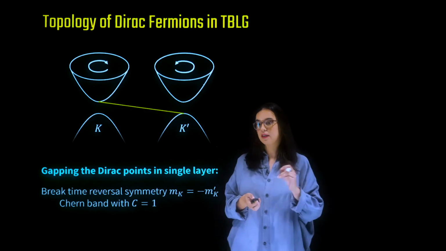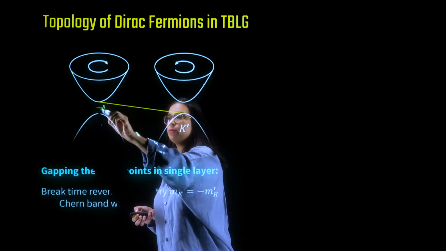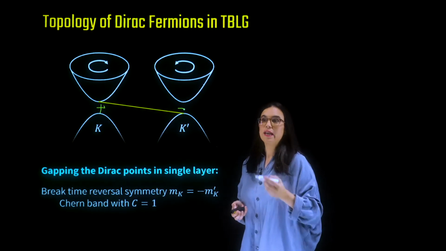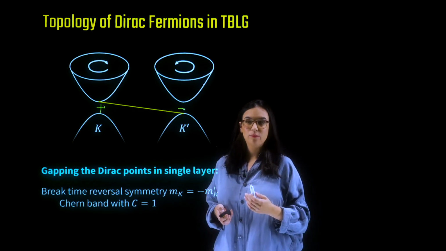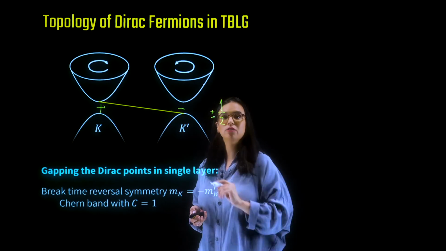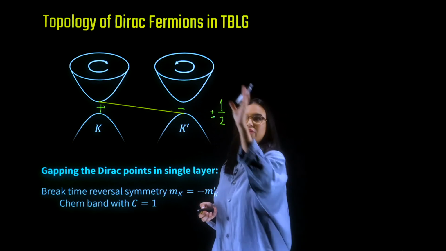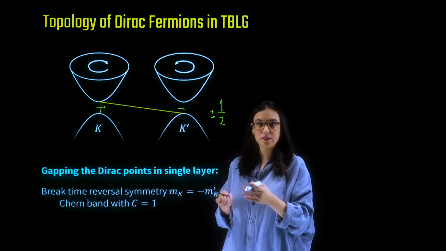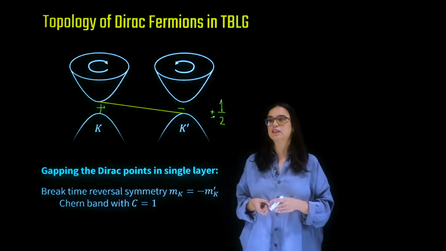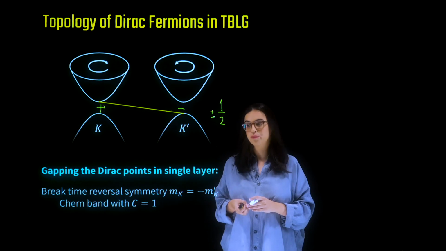If I break time reversal symmetry, this means that I'm going to put a mass term of opposite sign in both valleys. When we have a gapped Dirac Hamiltonian, this will contribute a Chern number of plus or minus 1/2. And if we do it with opposite masses, then we will have a total Chern number in the system. And this is precisely the realization of a Chern band introduced by Haldane in graphene.